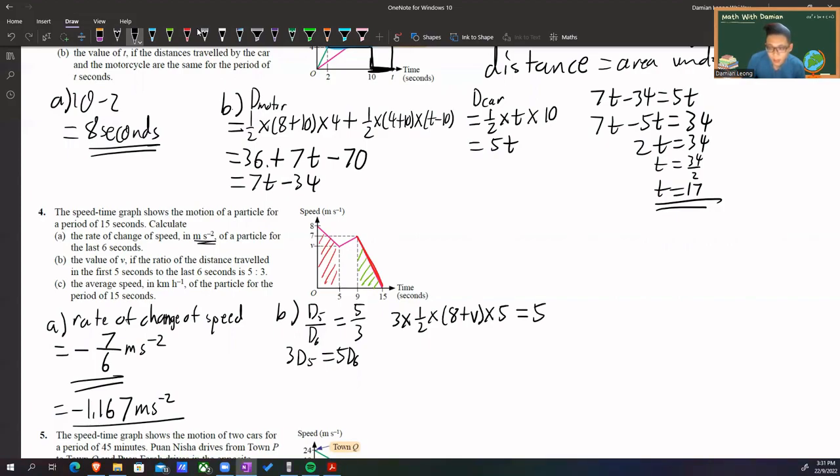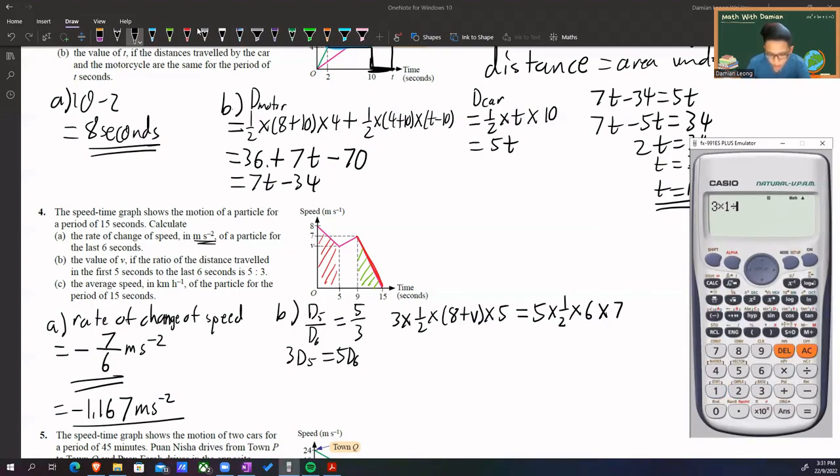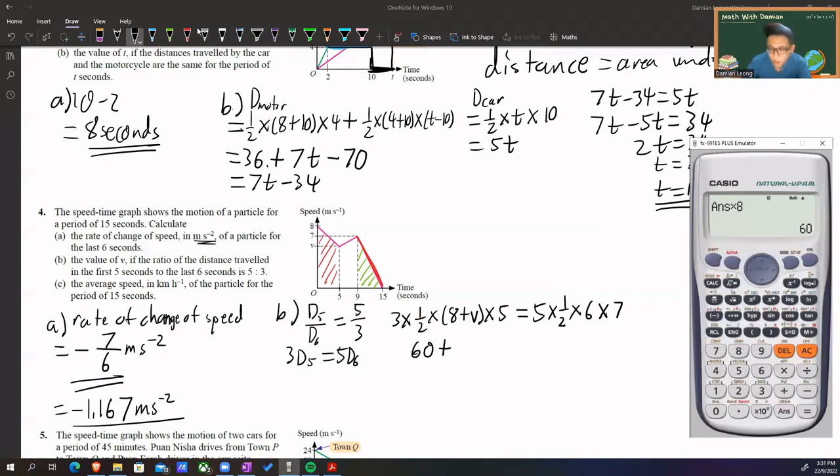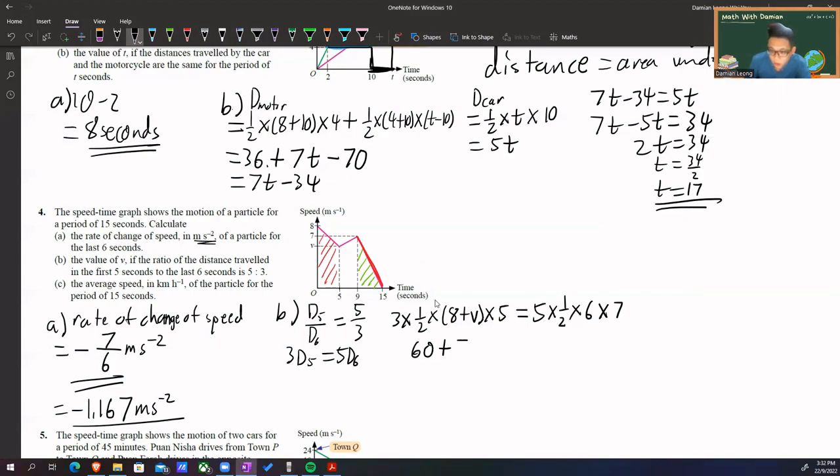Equals to 5 times half times the triangle. So half times base times height. 6, 9 to 15 is 6 times the height is 7. So I calculate this. 3 times half times 5 is 15 over 2. So if I times 8 is 60, plus 15 over 2 is basically 7.5. So when I times the V, it is 7.5 V.